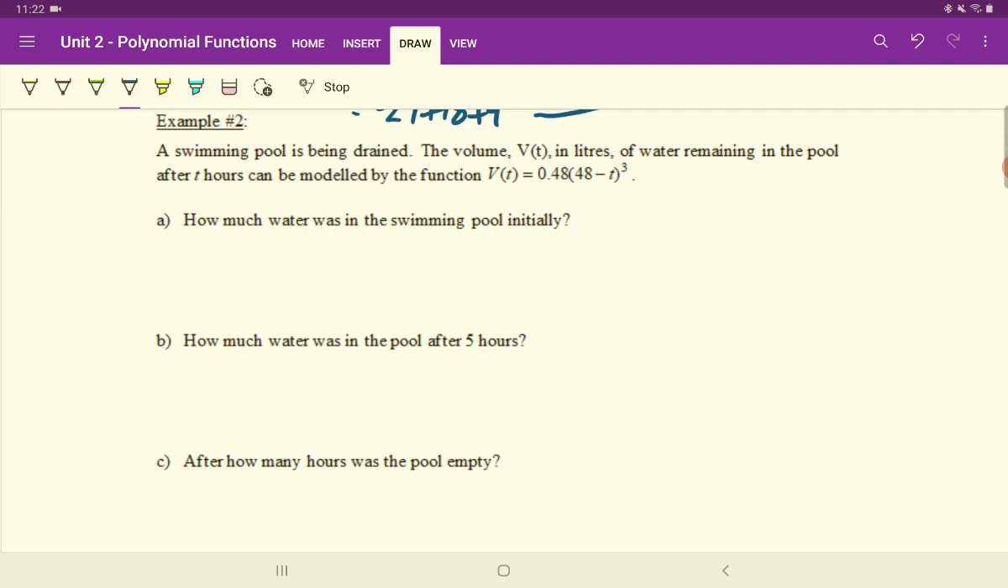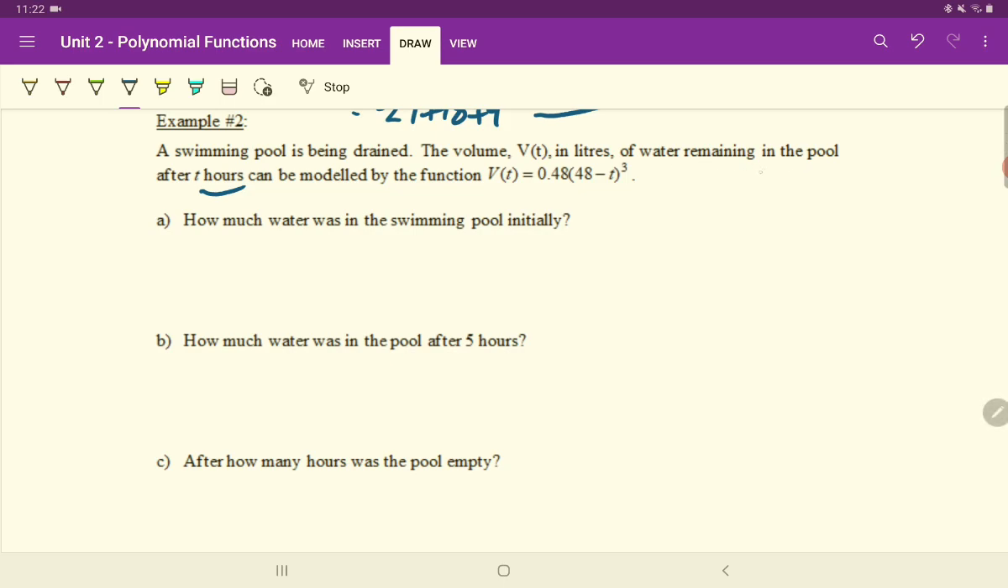Okay, so a swimming pool is being drained. The volume V at T in liters of water remaining in the pool after T hours can be modeled by the following function. Okay, so V is volume, T is time in hours. So we have 0.48 times (48 minus T) all cubed. All right. So I'd say that the first thing that you need to do is start thinking about this equation, and maybe start thinking about what the sketch of the graph might look like.